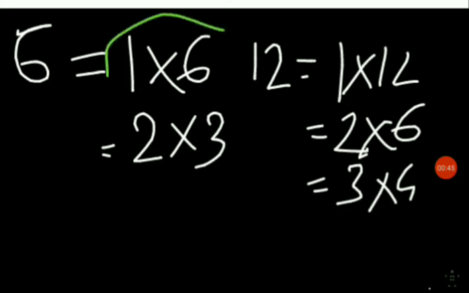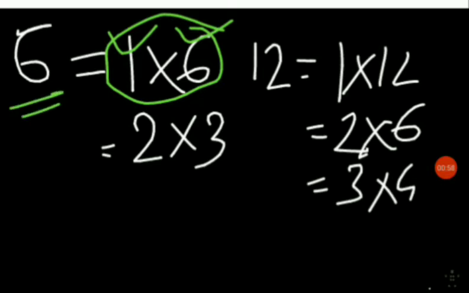So 1 and 6, this will combine as one pair. This is a combination of pair. That means the pair is something like this. If you multiply the two numbers, you will get the original one. So those are known as pair of factors. Now in this case of 6, you have two pairs of factors. This is one pair and this is the second pair, 2 and 3.